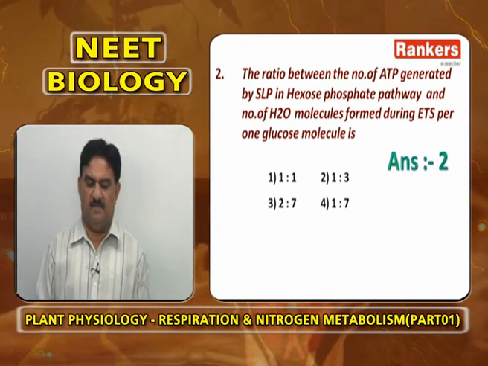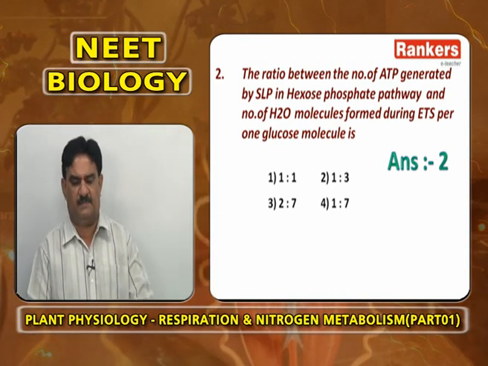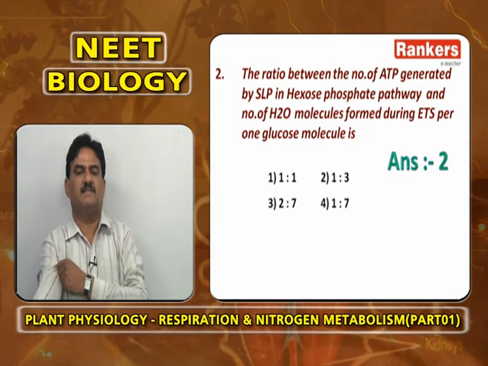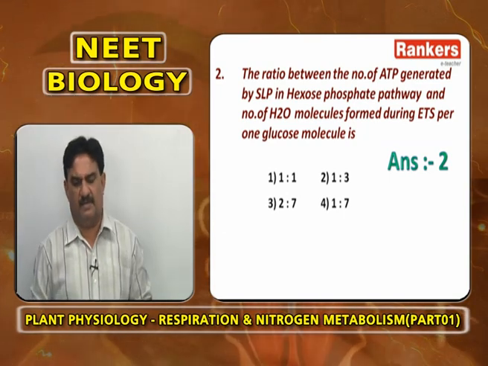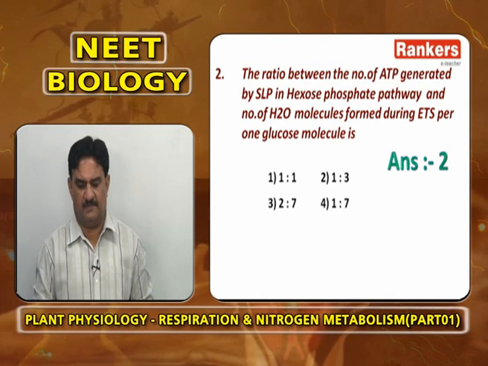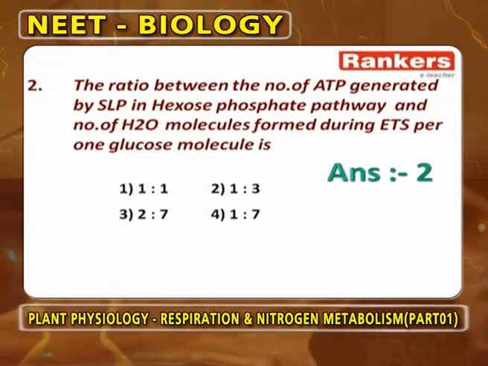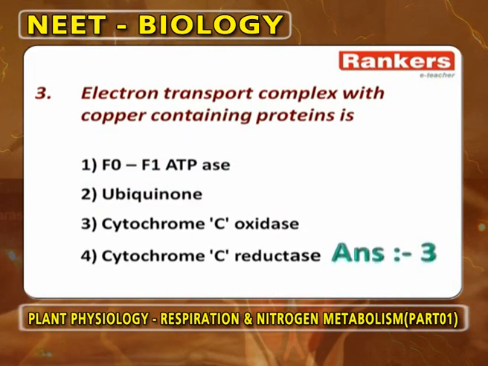So, the ratio between the number of ATP generated by substrate level phosphorylation in the hexose phosphate pathway, which is nothing but glycolysis, and the number of water molecules formed during electron transport system per 1 glucose molecule is 2 is to 6, which is nothing but 1 is to 3.